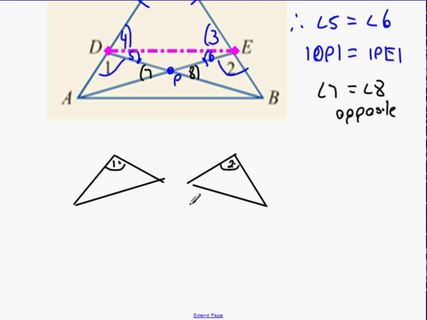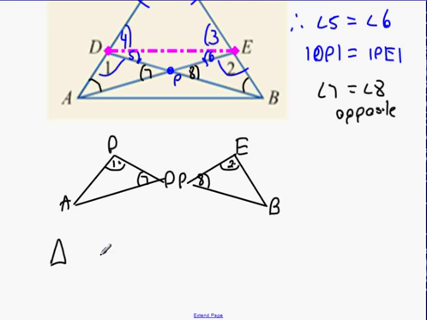Are we happy with that? I'm going to prove they're congruent. Just give me a second here, okay? So I'm just going to label them all: A, P, D, and the other one is E, P, B. And I already know that angle 7 and angle 8 are equal. So what I'm going to prove is they're congruent.